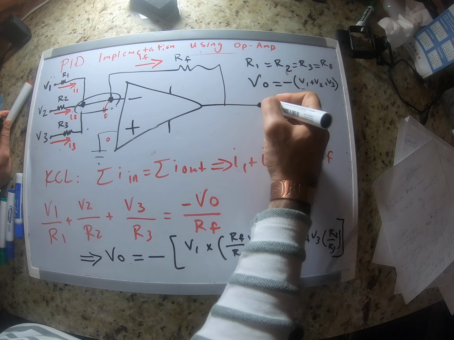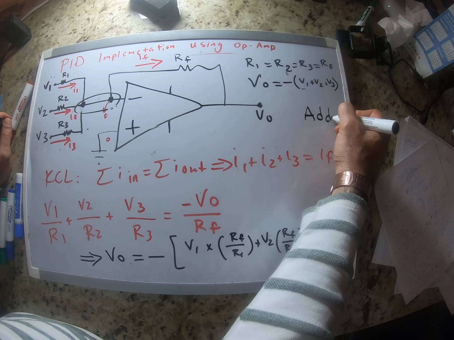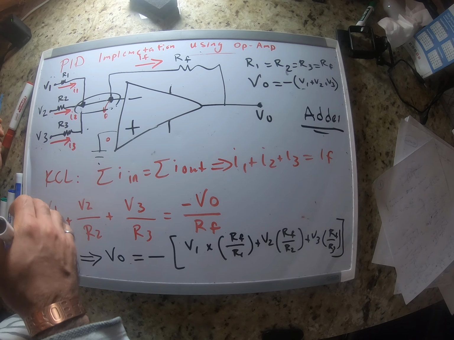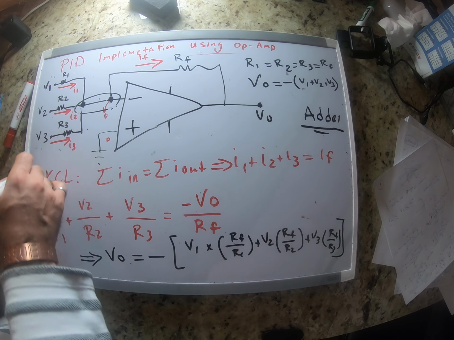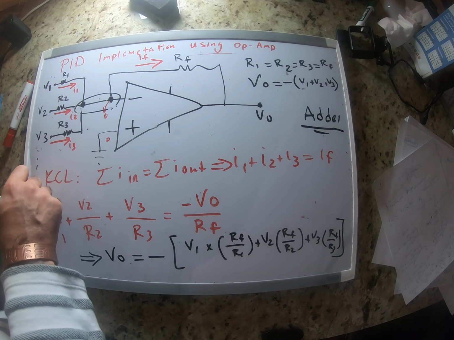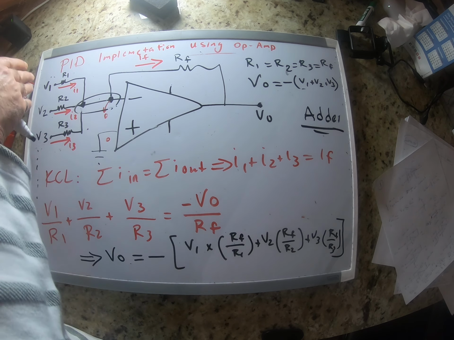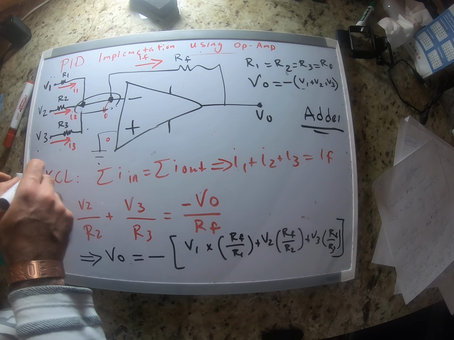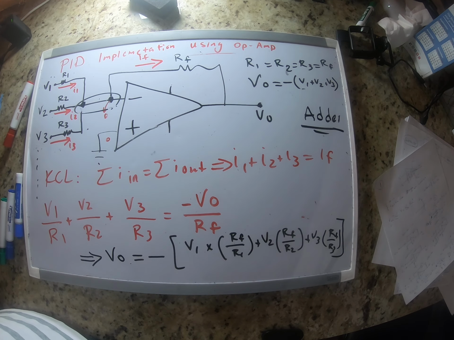But this is our output voltage. This circuit is an adder, so we can add any number of input voltages here. So if you had 4 inputs and you wanted to add them, or 5 inputs or 2 inputs, you can just basically increase the numbers by adding more resistors here connected to your input ports.